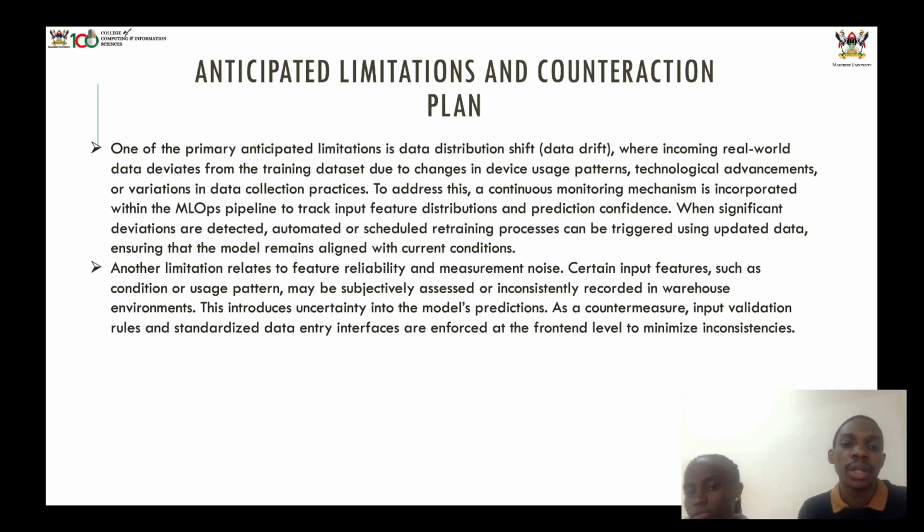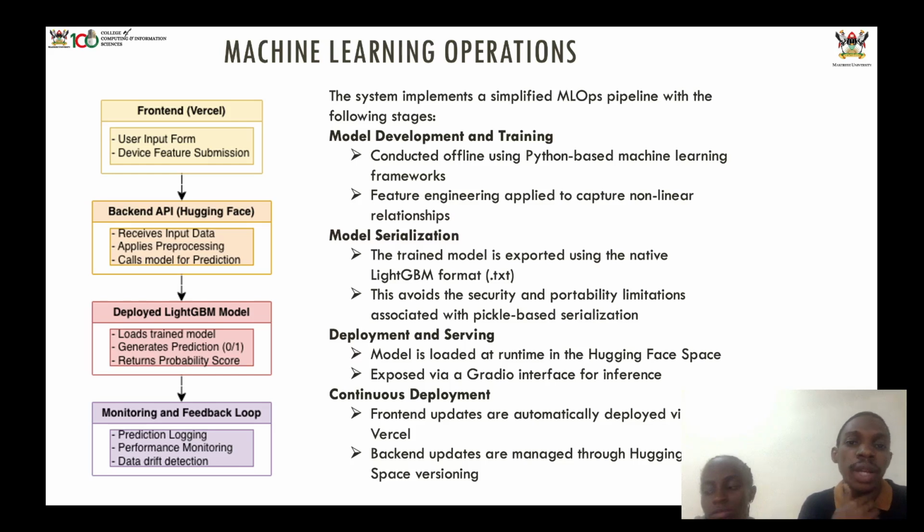Next, we have the anticipated limitations. One of the anticipated limitations is data distribution drift, where incoming real-world data deviates from the training data set due to changes in device usage patterns and data collection practices. To address this, a continuous monitoring mechanism is incorporated within the pipeline to track input feature distribution and prediction confidence.